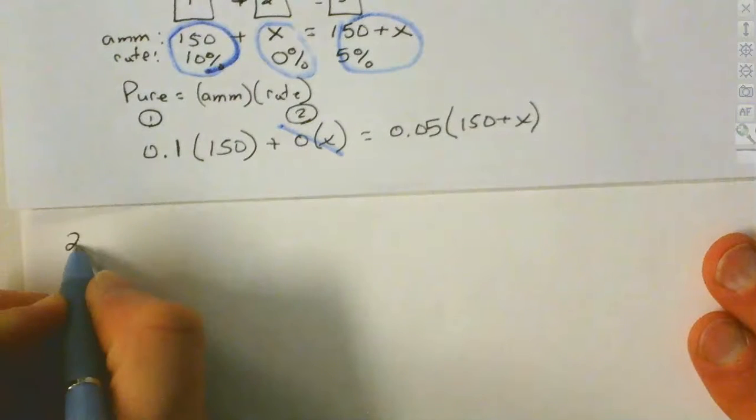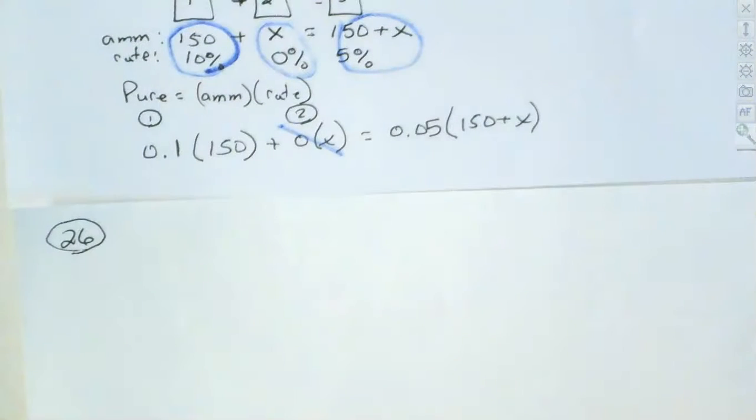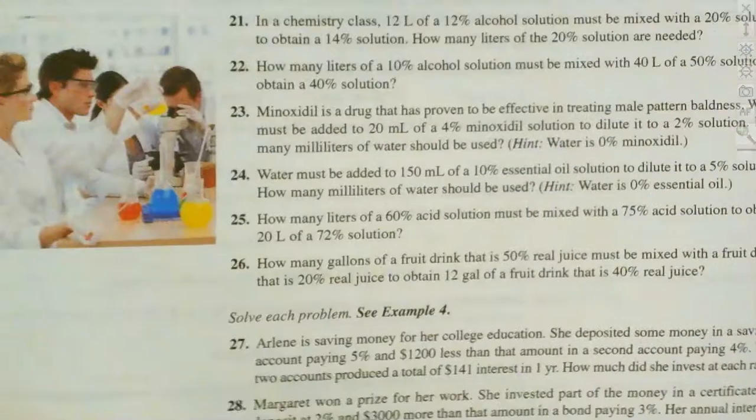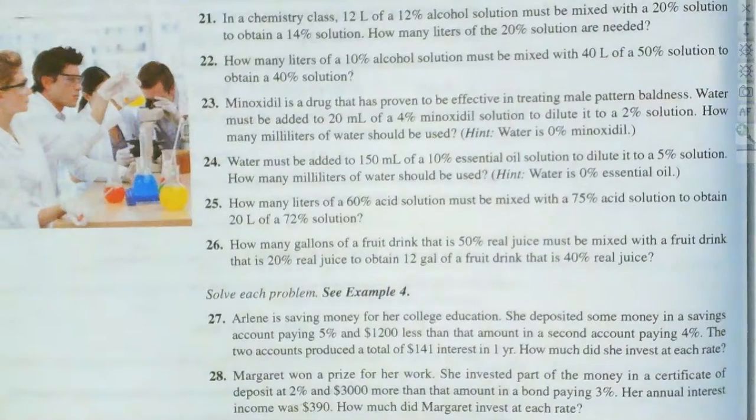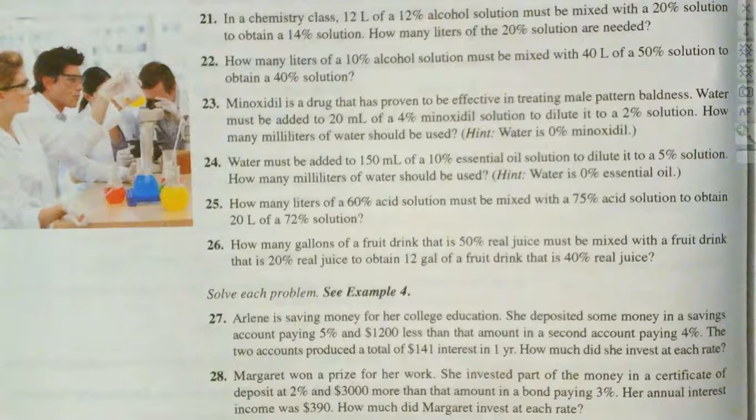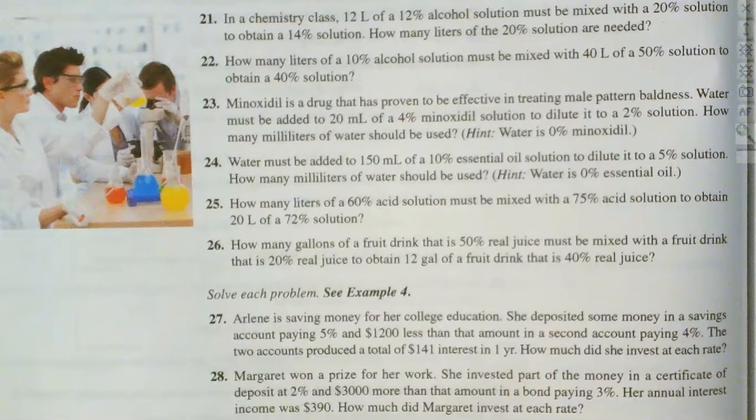26 is a little bit different, but it's similar again. So question 26, what we're going to do is we're going to dilute this juice drink down. How many gallons of a fruit drink that is 50% real juice must be mixed with a fruit drink that is 20% juice to get 12 gallons of a fruit drink that is 40% real juice?